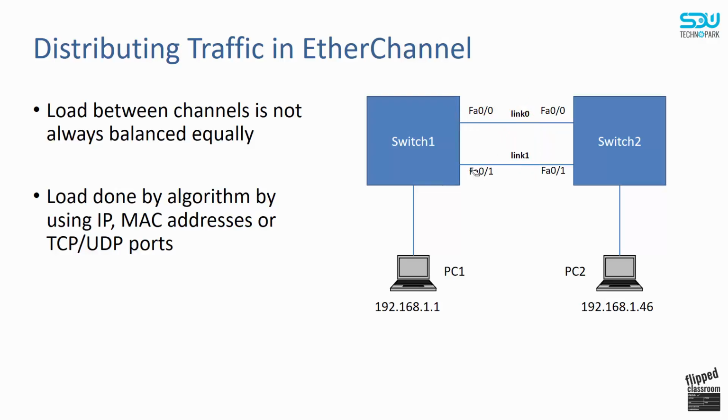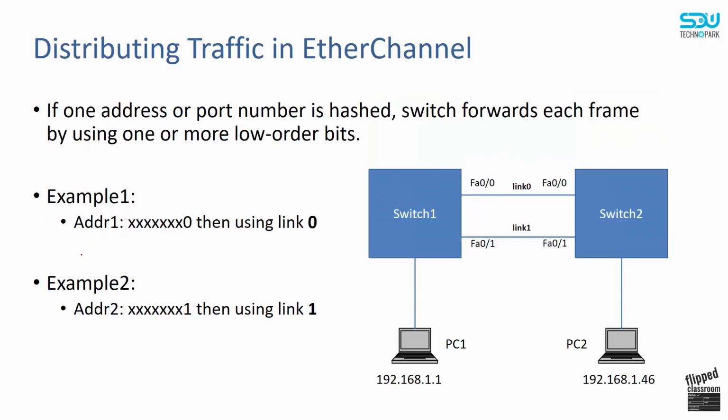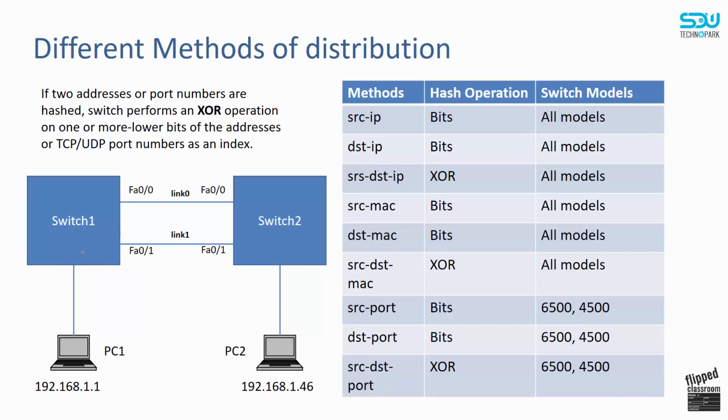We have traffic distribution in the EtherChannel, and it can be distributed by using different types of algorithms. By using types of addressing: IP addressing, by source IP address for example, by MAC address, or by the ports of the fourth layer, the transport layer. Let's take a look at this table. Here are the methods of distributing the traffic.